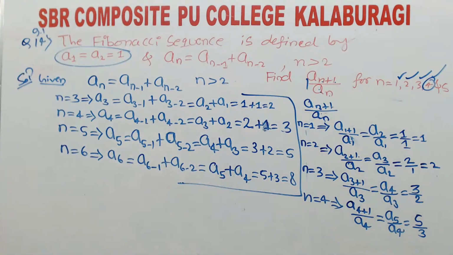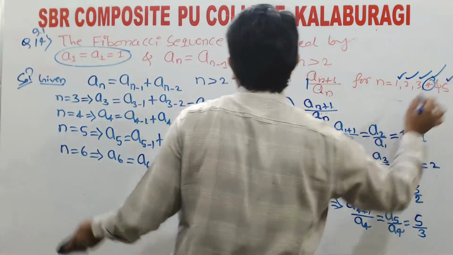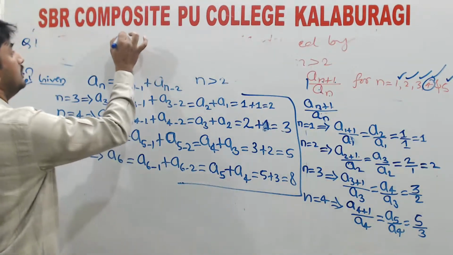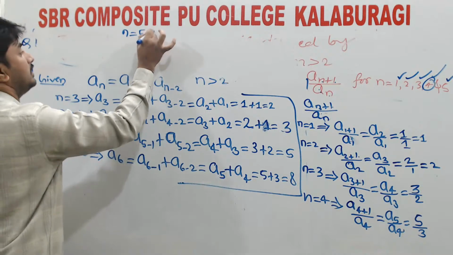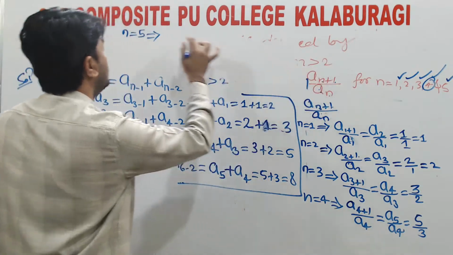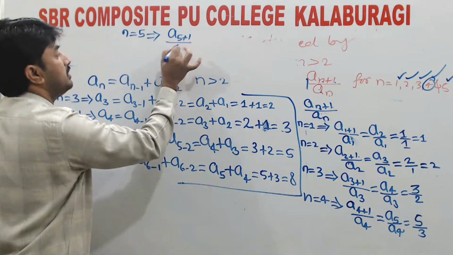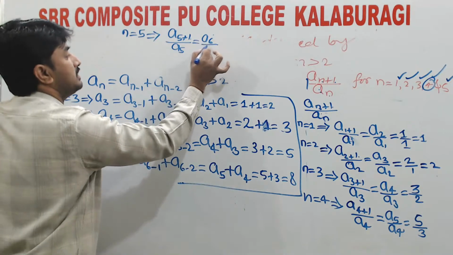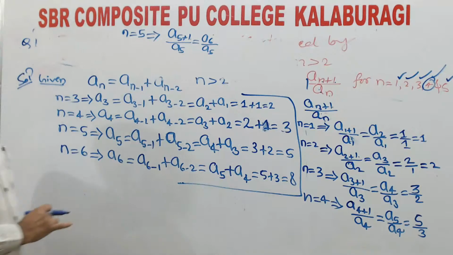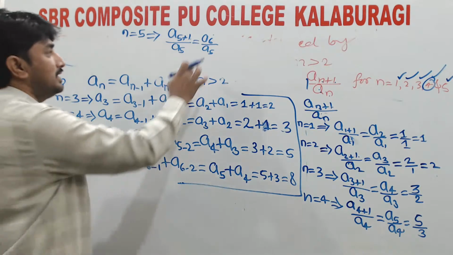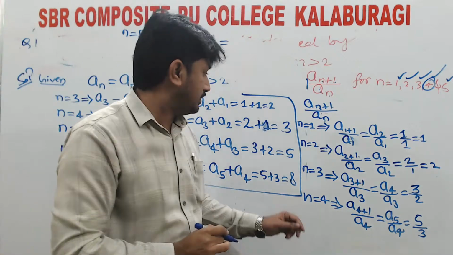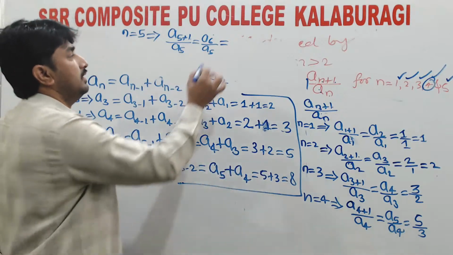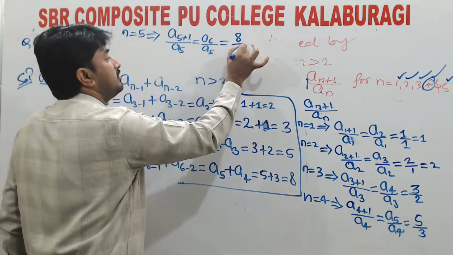And the last, I am taking n equal to 5 here. Take n equal to 5, apply in the given condition. a5 plus 1 divided by a5; 5 plus 1 is 6, the sixth term divided by the fifth term. Therefore, the sixth term value is 8 and the fifth term value is 5. Apply here, it is 8 divided by 5.